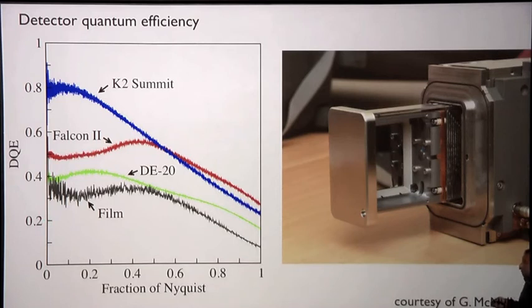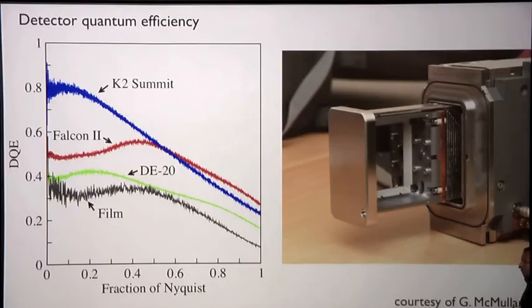And this is detective quantum efficiency. You can think of this as quantum efficiency. It's just the number of signal you get out based on the amount of electrons you put in. So the higher this curve is, the better. And we measure it in terms of spatial frequency because we need as much high-resolution information as we can. So the higher this curve is, the better, and the further it extends out to high frequencies, the better it is.